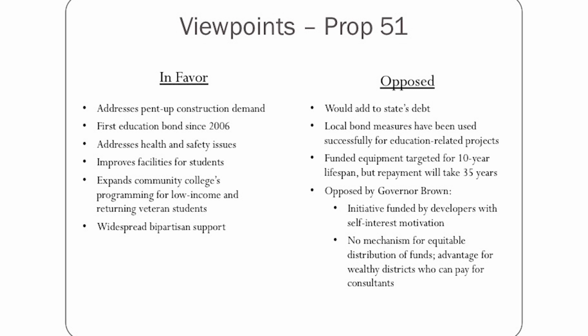Those opposed go back to the liabilities page and say we've already got almost $400 billion in debt already. The governor has actually come out strongly opposed to this. He said this is put on the ballot by a construction firm who would have personal interest if this were to pass, because they would be able to bid for the projects.